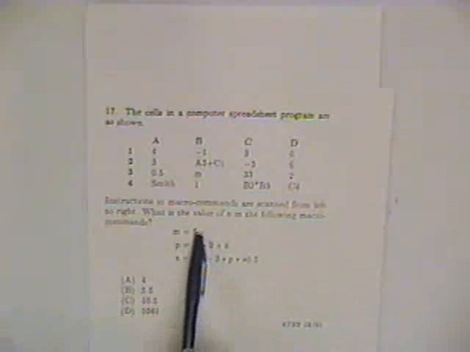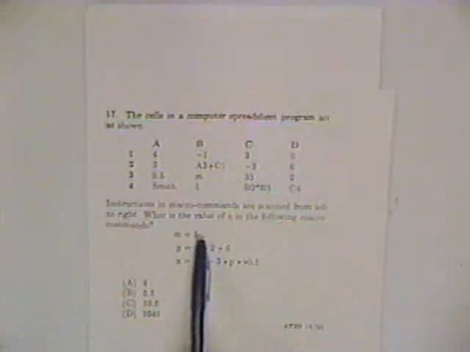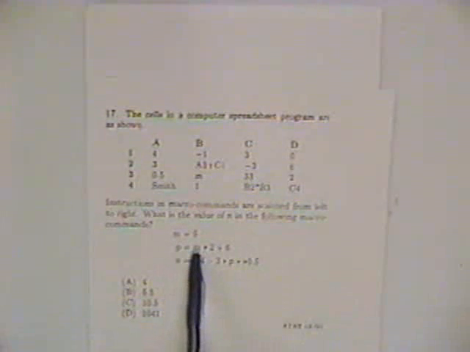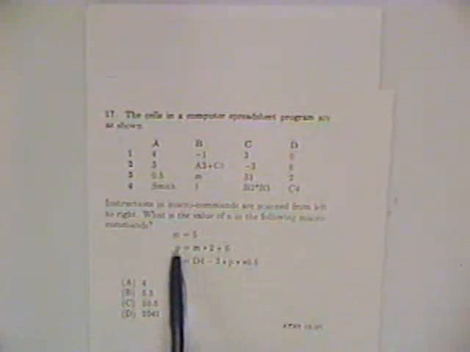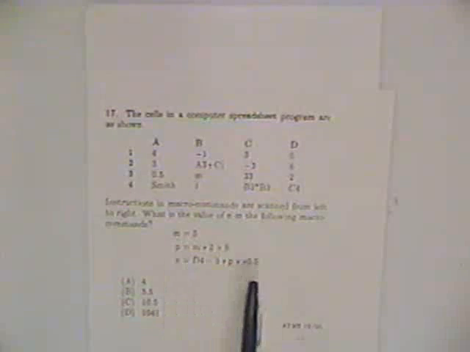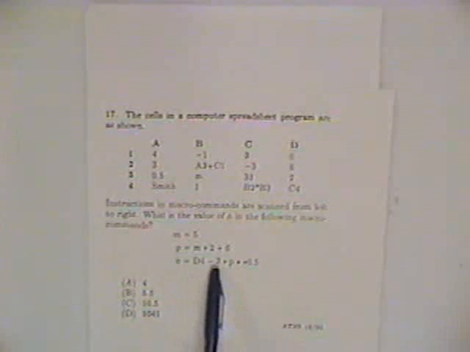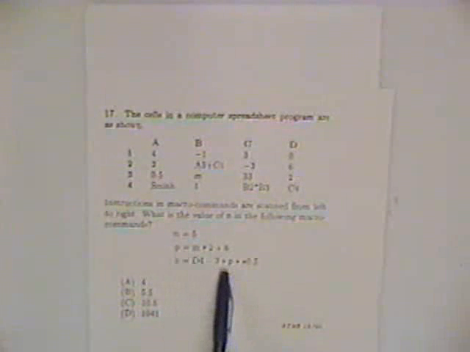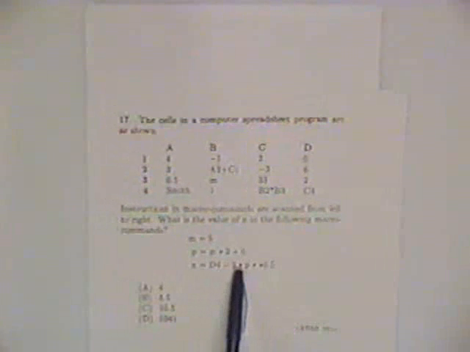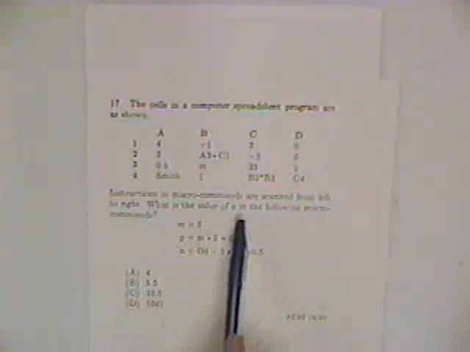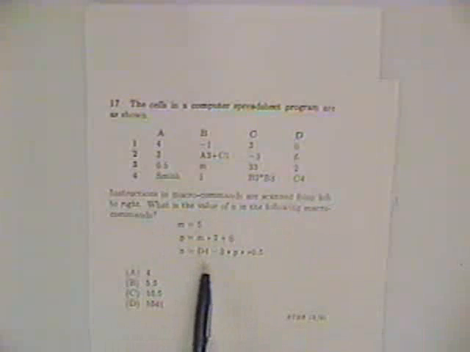So the macro starts with a statement that assigns the value of 5 to m, then takes that value of m, multiplies it by 2, adds 6 to it, stores it in the variable p, and then calculates for the value of a variable n, the value that's in cell D4, and then subtracts 3 times the value of p that was just calculated after taking the square root of p. So the question is, what is the value of n in this macro command?